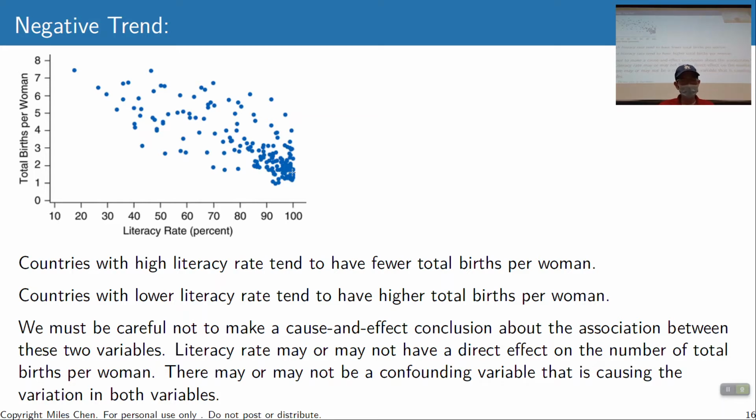What is happening, I'm not 100% sure. There's probably a lot of complex social factors and economic factors playing into how many children a person or a couple decide to have, and the literacy rate and things like that. So there could be other confounding variables responsible for this, but it is certainly interesting to find some kind of relationship between these variables.